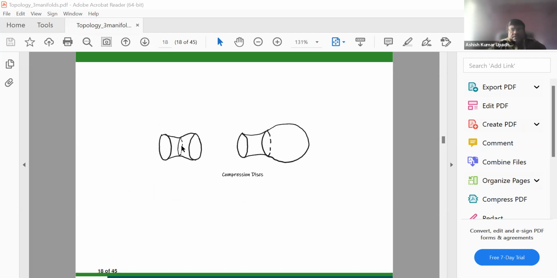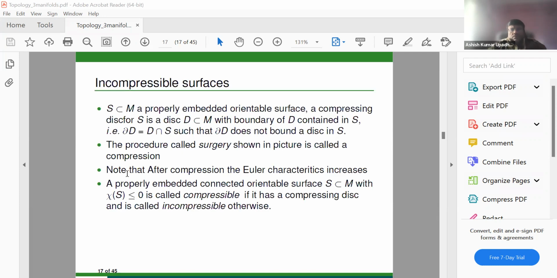The procedure is that you take some disk across some small interval, which is called the annular neighborhood of this disk, remove this disk, and then cap the remaining part with disks. Okay, so that is what is called compression. After compression, the Euler characteristic of the manifold will increase.